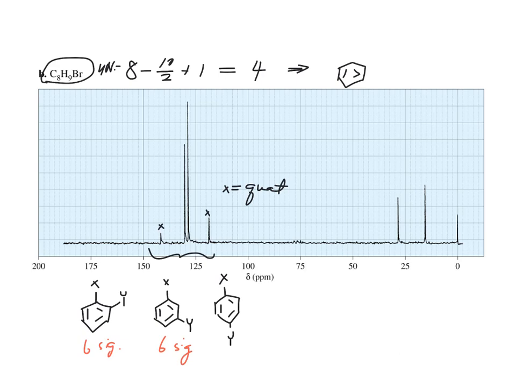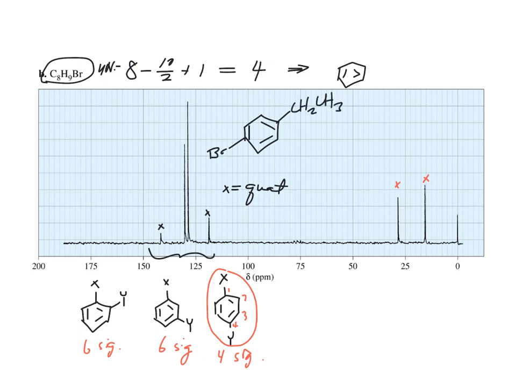That's the one in the middle. The one on the right, we should see 1, 2, 3, 4. 4 signals. So we probably have this type of 1-4 substitution pattern. After we have our benzene, we see that we have 2 carbons up here. Could be methyl, ethyl, something like that. And we have to place a bromine somewhere. So we have 1-4. If we put a bromine on one side, we're left with an ethyl group on the other side. Is there any other possibilities?